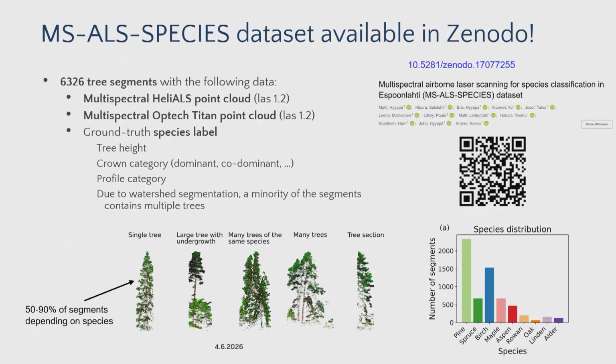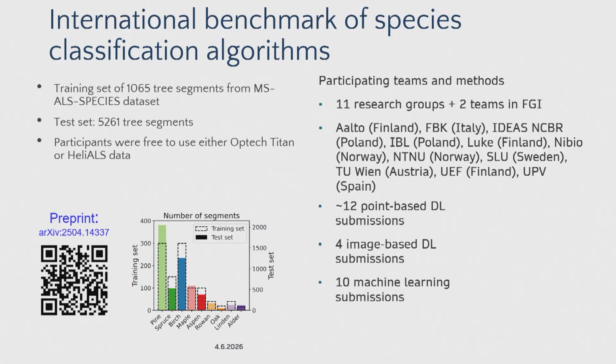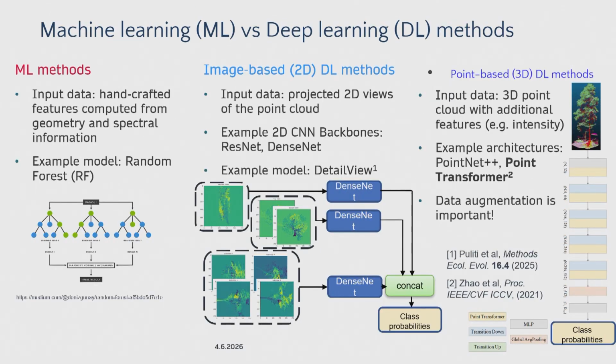The data is open access, so you can load it from Zenodo, and this is the tree species distribution of the data. We had 11 partners. I'm not going into the methods, but basically the machine learning methods, most of them were random forest or modifications of that.